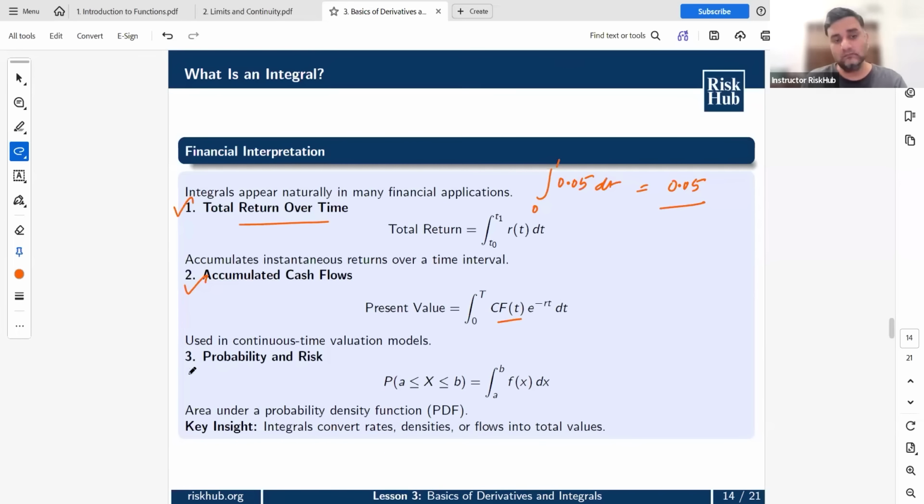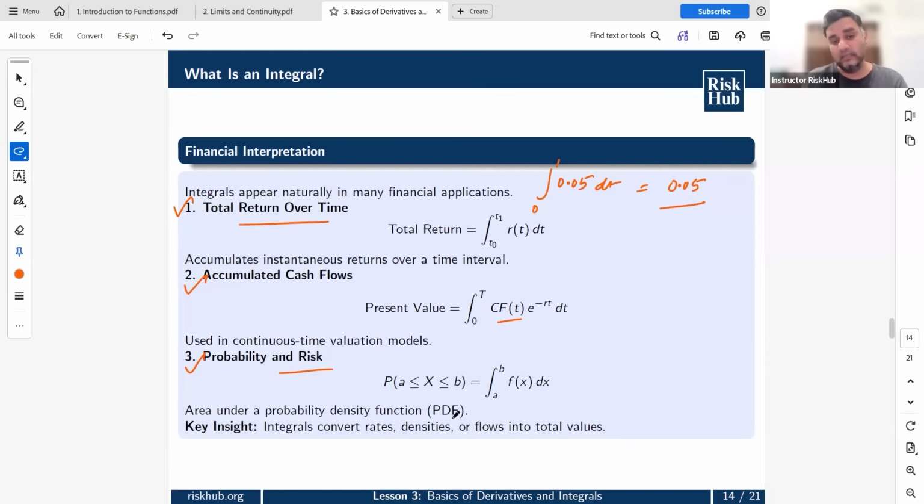Then we have probability and risk. Integrals also appear in probability. For a probability density function f(x), the probability of x being between a and b is the integral from a to b of f(x) dx.